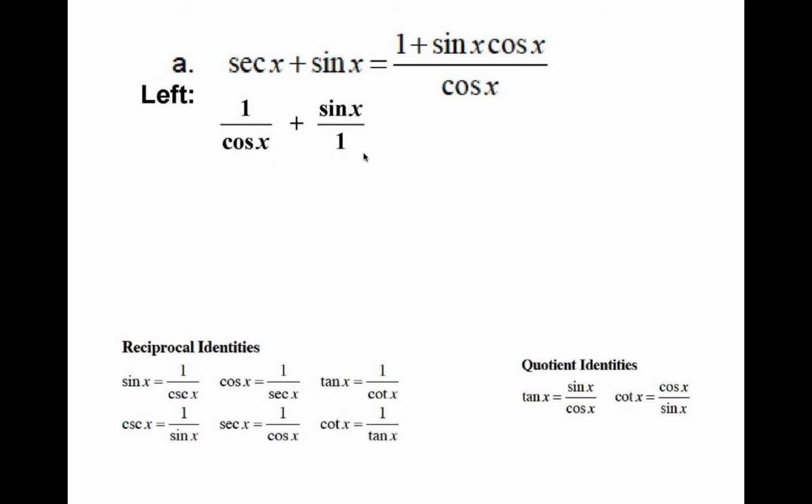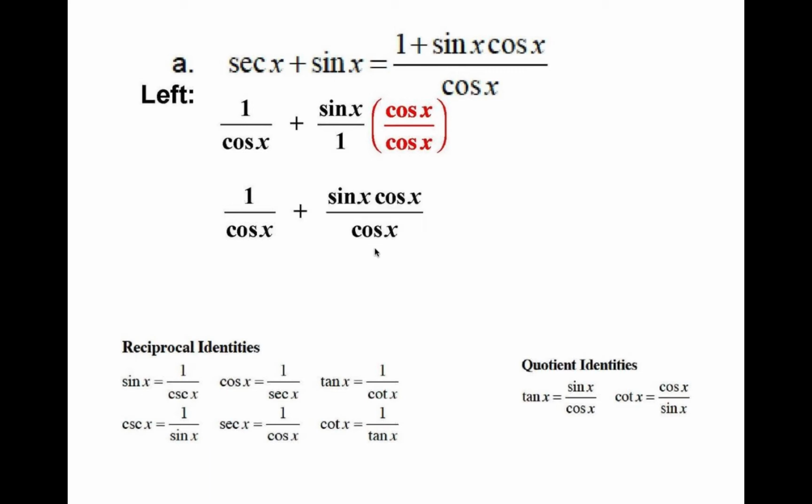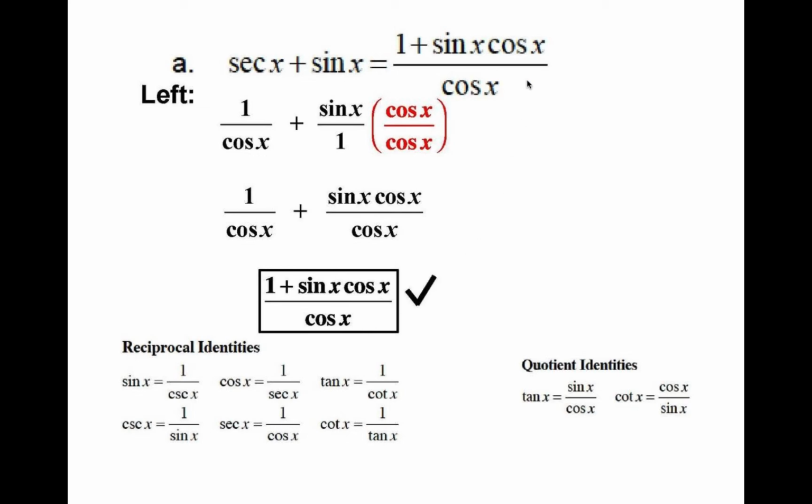In order to add fractions, you need a common denominator. So that means I need to multiply this fraction by cosine x over cosine x. So this can drop down, and this becomes sine of x times the cosine of x over 1 times cosine x, which is cosine x. Now that you have a common denominator, I can add the tops, 1 plus sine x cosine x, over my common denominator cosine x. Notice that's the right side, so it checks.